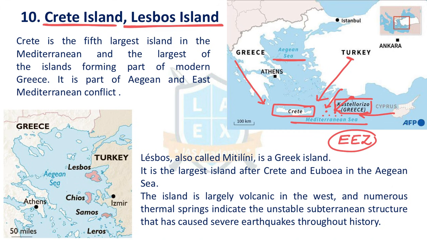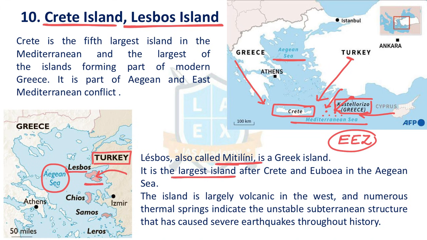Now, Lesbos Island. Lesbos Island is near Turkey. This is part of the Aegean Sea. Lesbos Island belongs to Greece, but Turkey has a conflicting claim. This is in news because many refugees, especially Syrian refugees, are moving from Turkey to Lesbos Island. This is known as Mytilene Island also.